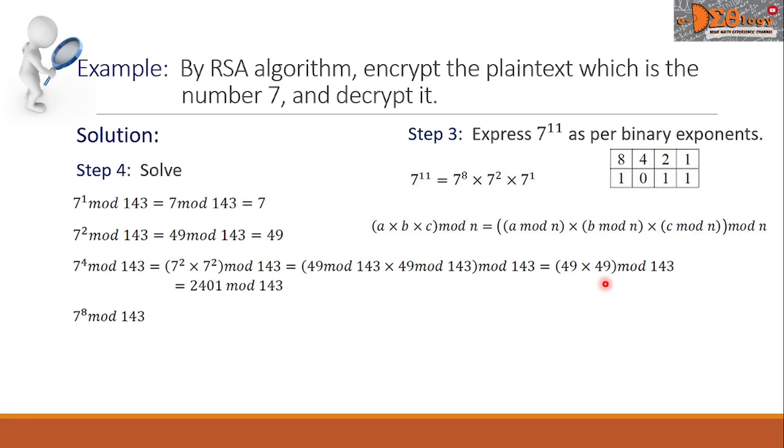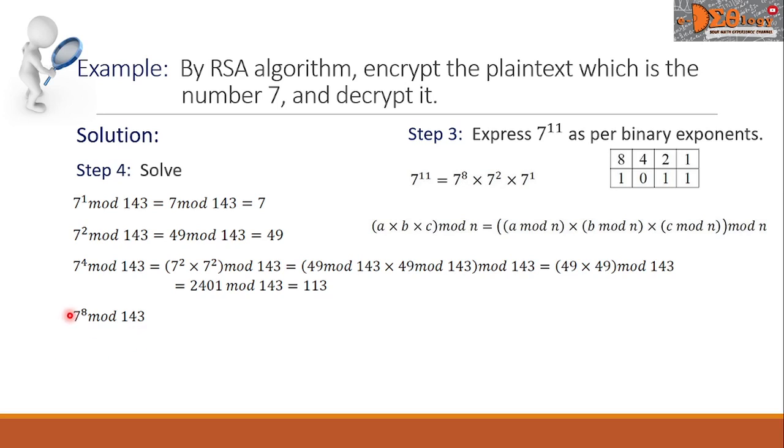The product here will give us 2401. Then we write the mod 143. We simplify this into 113. We go now to 7 raised to 8 mod 143.